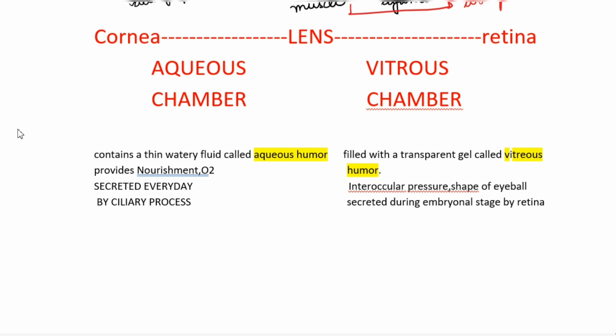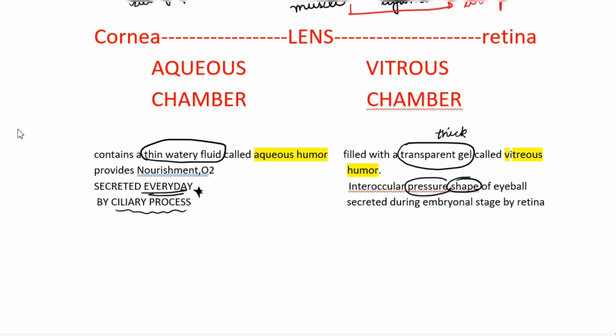Okay. The second one is the vitreous chamber, which is filled with a transparent gel. Here you can see the aqueous humor is thin and watery. Now here it is a transparent gel, which means the thickness of aqueous humor and vitreous humor are not the same. Vitreous humor is thick, it's a gel. Okay, getting the difference? So vitreous humor is a transparent gel. This vitreous humor provides intraocular pressure, that is the pressure of the eyeball, and it is responsible for the shape of the eyeball.